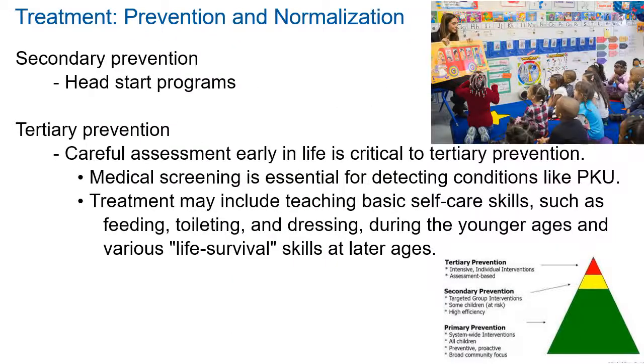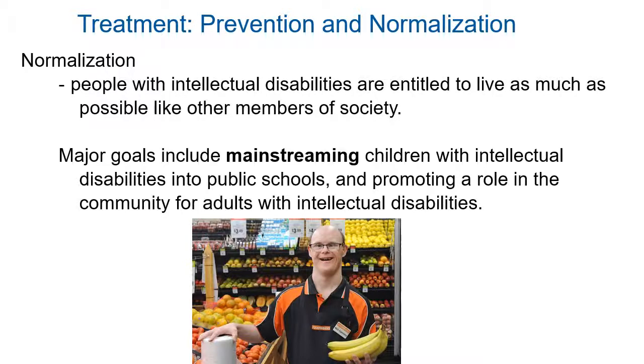Now, secondary and tertiary prevention are quite similar. Essentially, the goal is to prevent or reduce the extent of disability. Secondary prevention is going to be more group-oriented, targeting high-risk children, etc. This can include Head Start programs as listed here, whereas tertiary prevention is more individualized for a patient, and it's going to be assessment-based. And these can include medical screenings such as screenings for PKU. And there's also normalization. Normalization is just simply trying to get patients with intellectual disability to live as normal a life as possible.